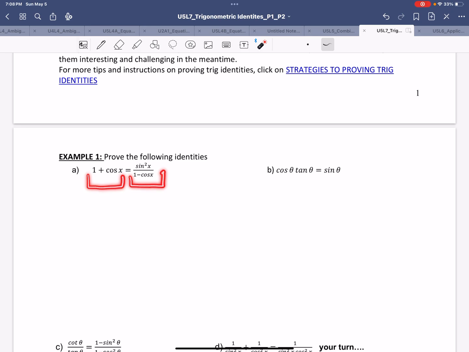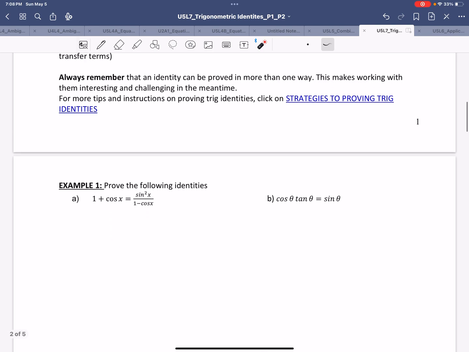Obviously, they're not going to look the same. When we're asked to prove an identity, that's because we want to simplify them until they look the same. Now, rule number one to proving trig identities is that we can never take terms from one side of the identity to the other. It doesn't work like in regular equations, even though this is an equation in itself.